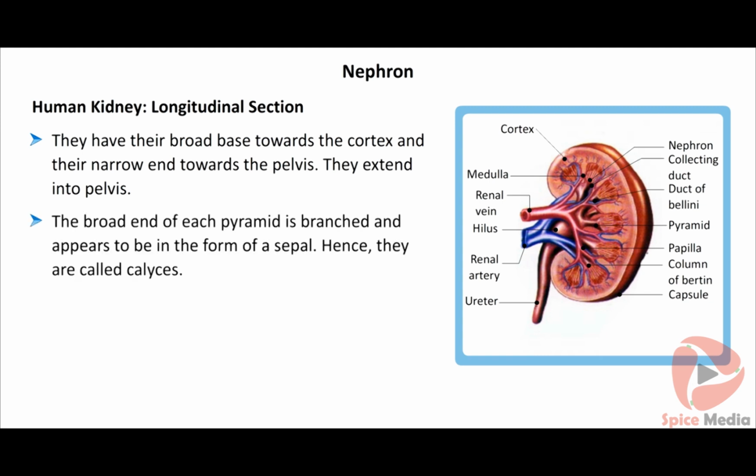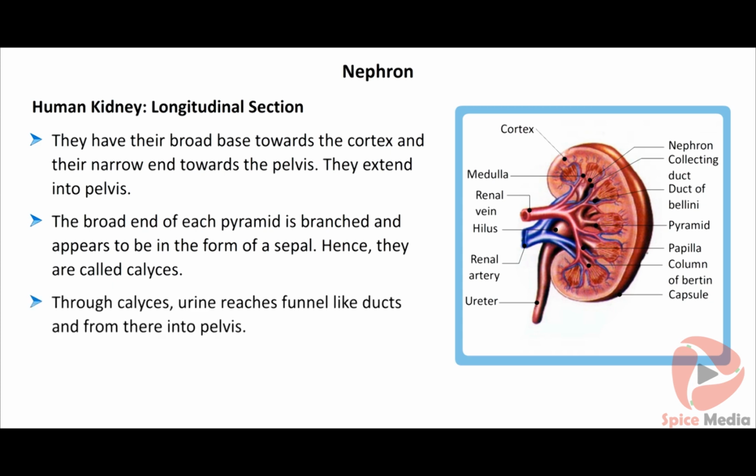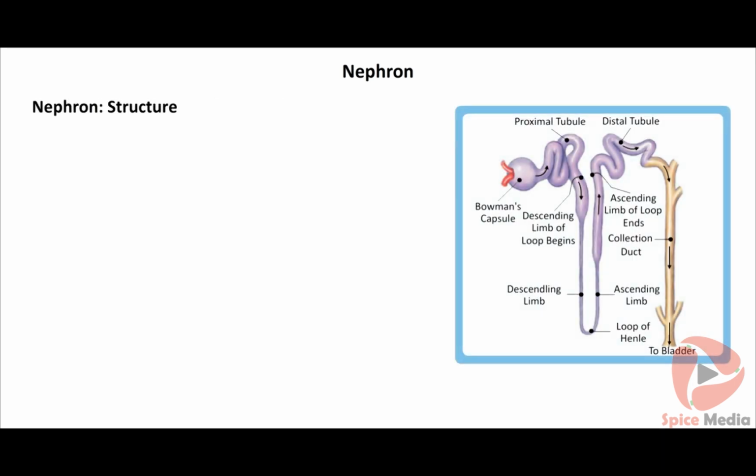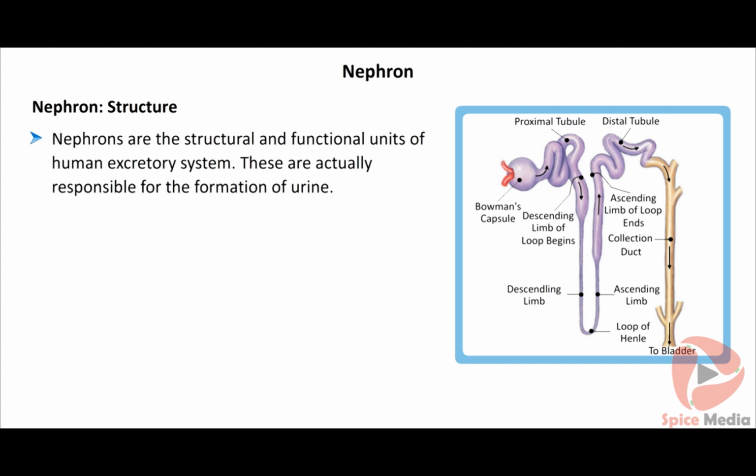The broad end of each pyramid is branched and appears to be in the form of a sepal. Hence, they are called calyces. Through calyces, urine reaches funnel-like ducts and from there goes into the pelvis. From the pelvis, urine enters the ureters. Structure of a nephron.